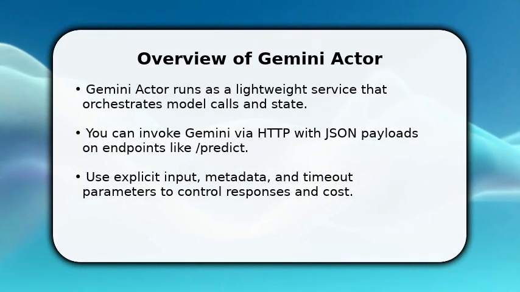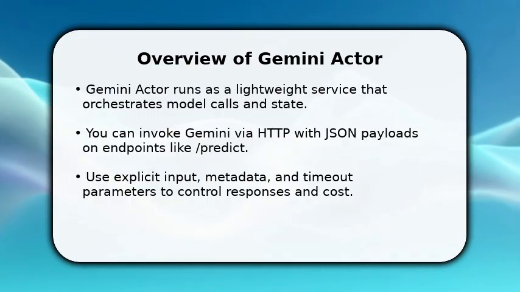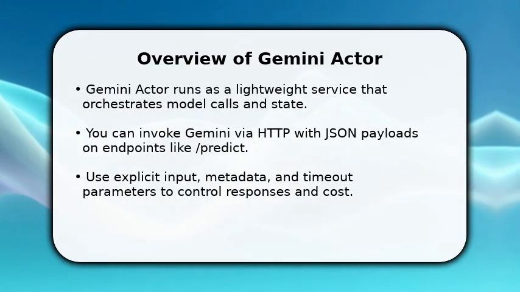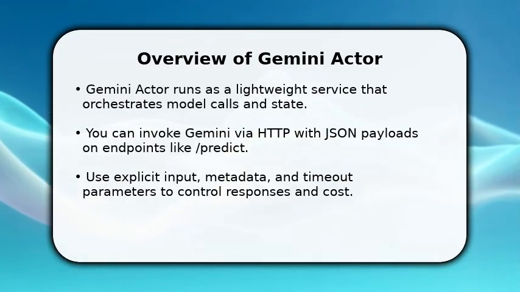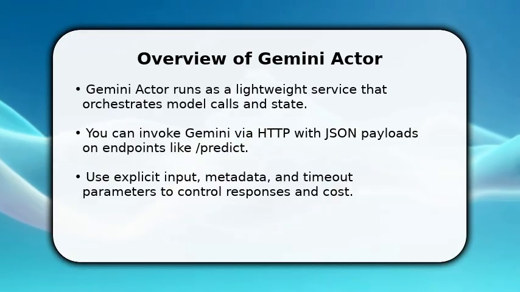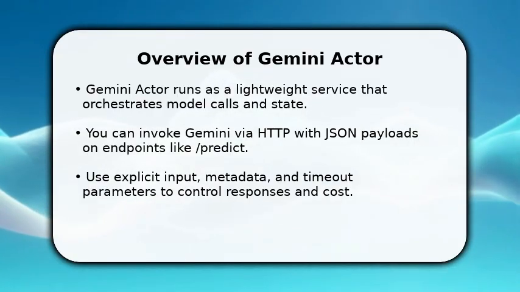Gemini Actor is a lightweight orchestrator that runs model calls, maintains session state, and routes to specific model endpoints. Deploy as a small service next to your application so latency stays under 50 ms for local calls. Configure endpoints for text, image, or multimodal models and set metadata like user ID and request ID.